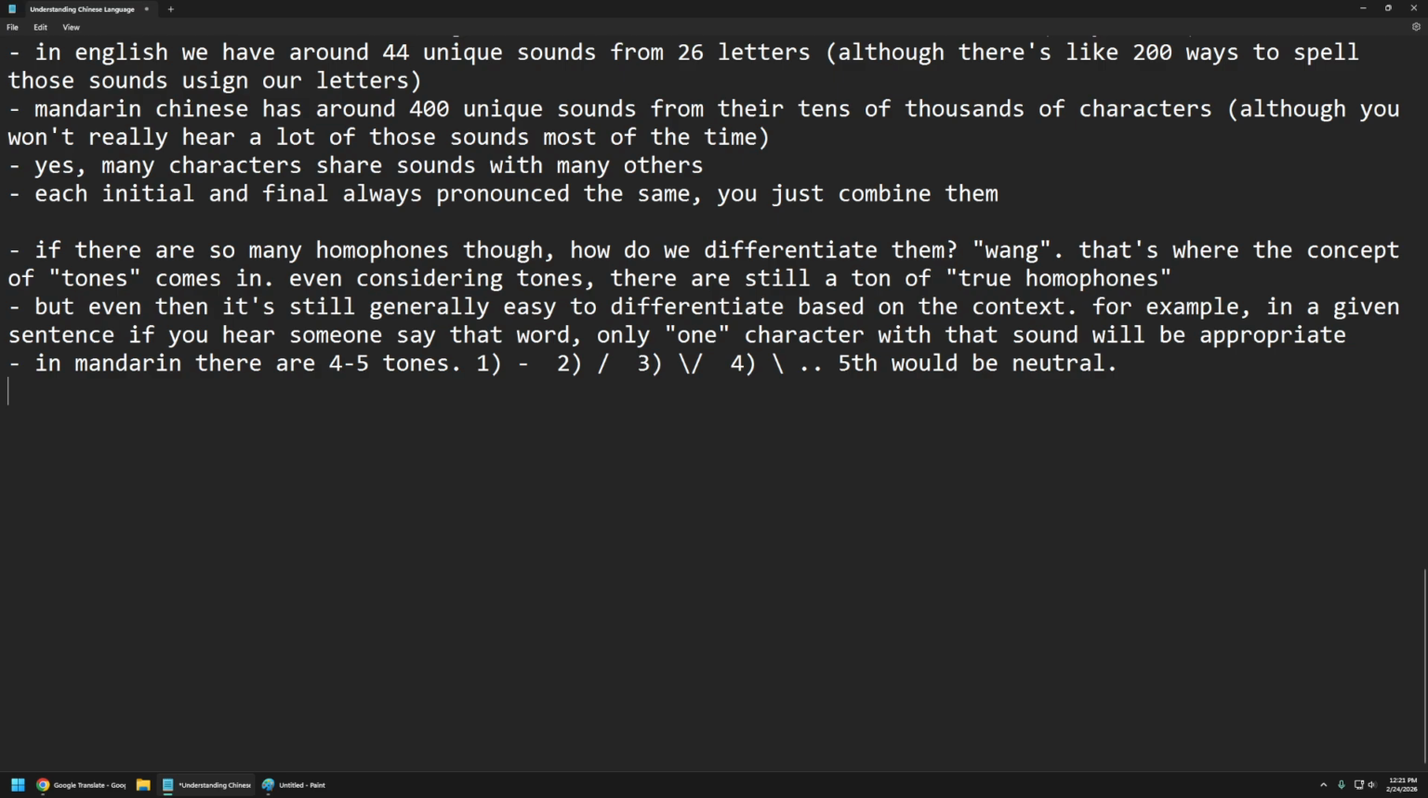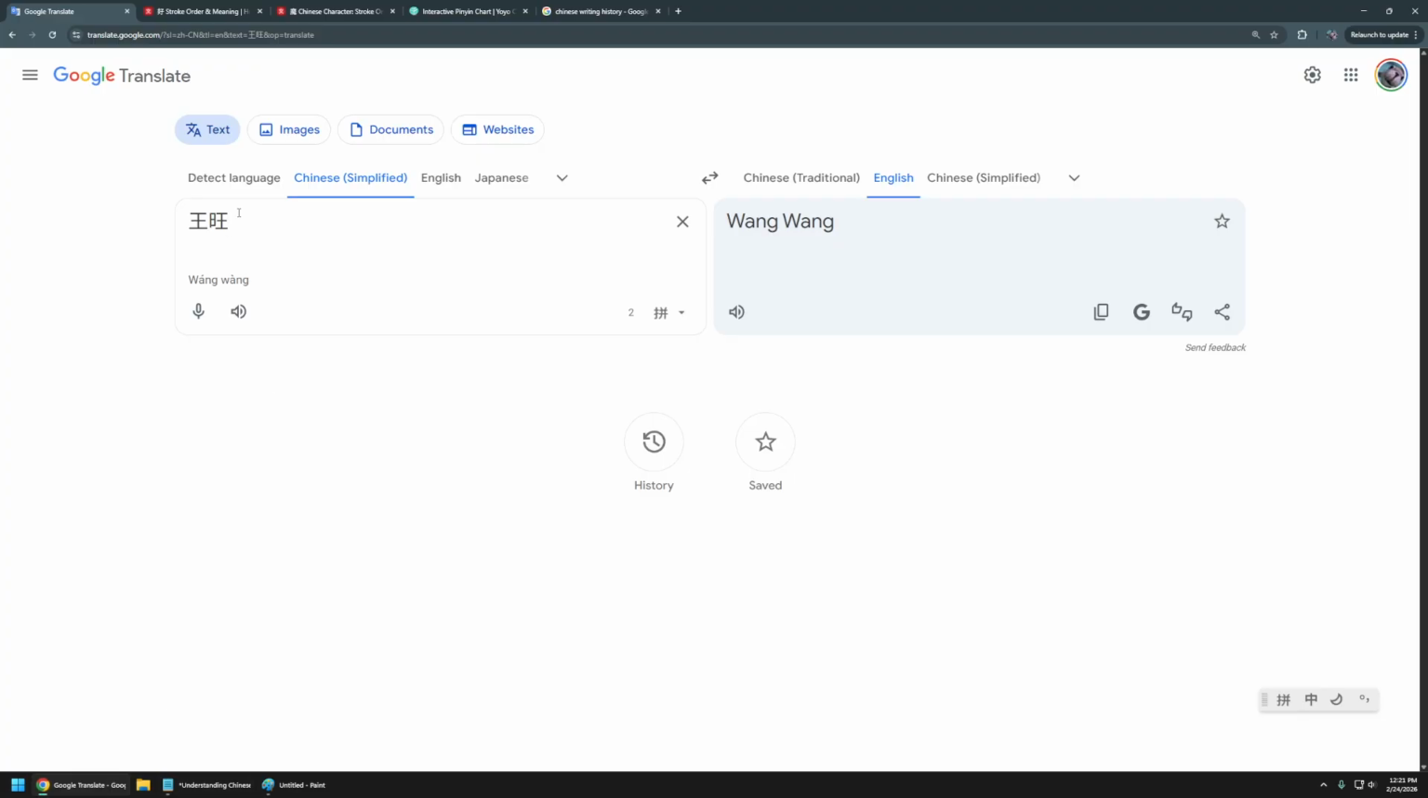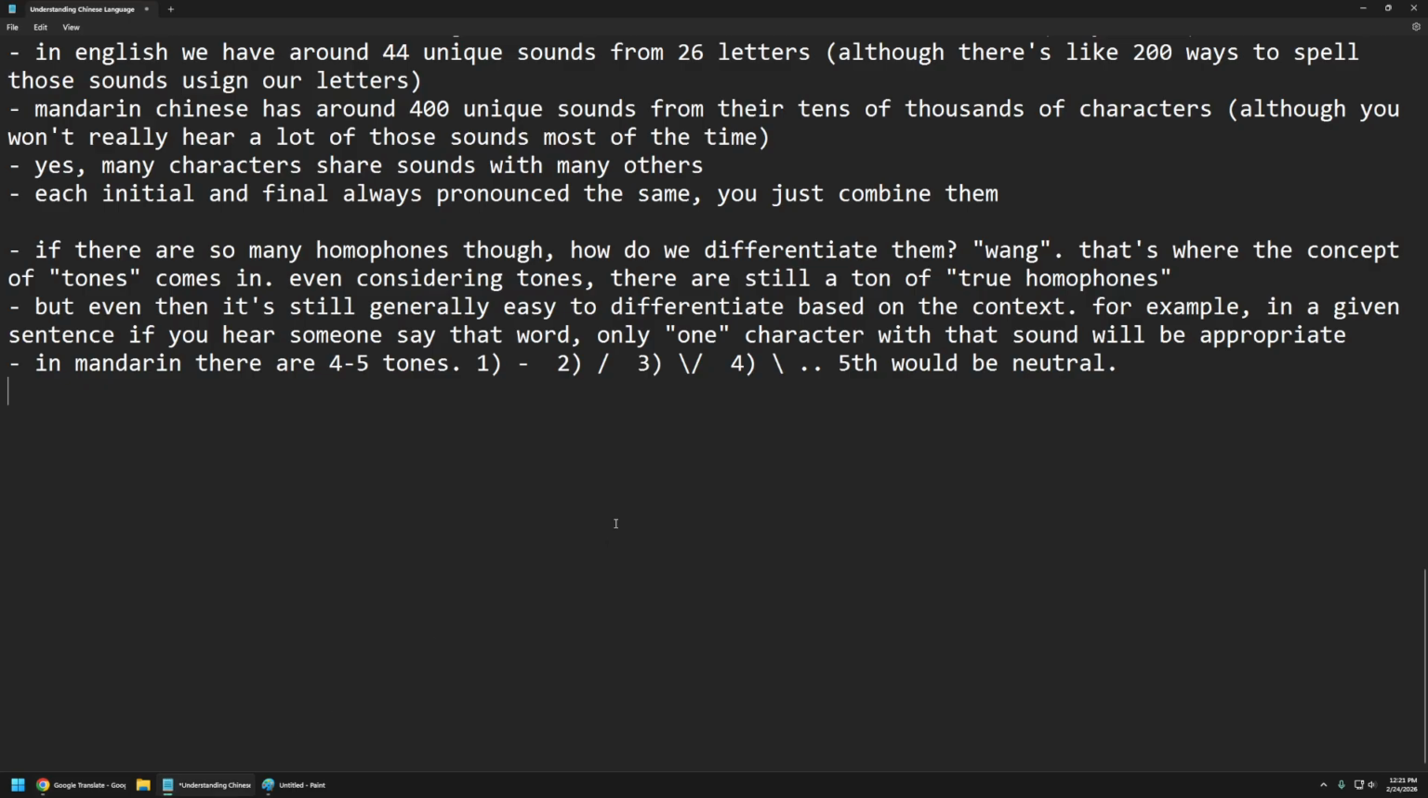So how to learn the tones? Well, that's something you kind of just have to learn. It's a memorization thing. You could do it like this here, Wang Wang. Google will help me out. Alternatively, just hear the language more. As you hear it, you'll become familiar with it.